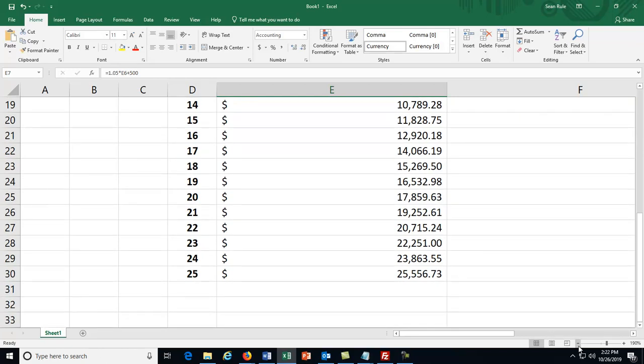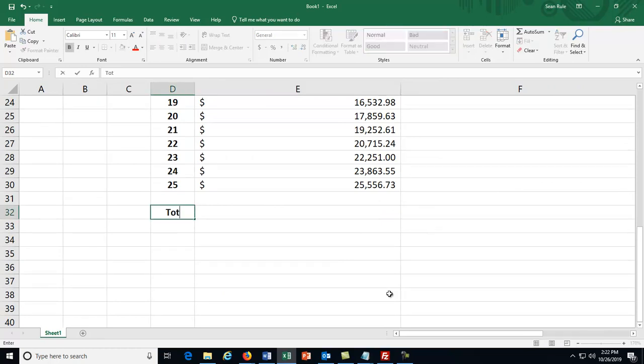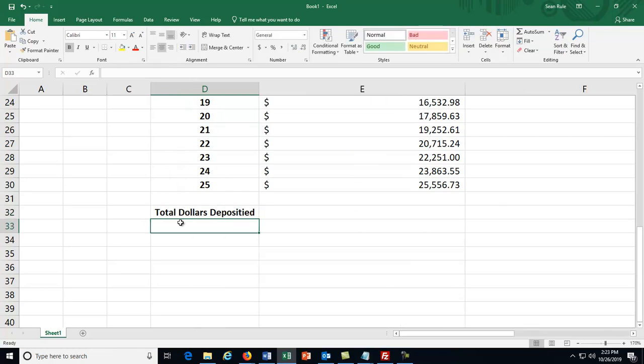Now what I'm going to do is at the bottom of this, I'm going to also add 2 more little cells. I'm going to put total dollars deposited, and then I'm going to put total interest earned. Interest earned. I'm going to spell that correctly.